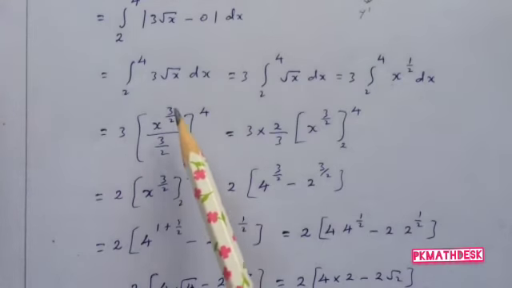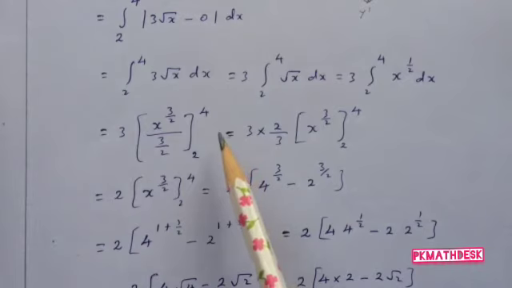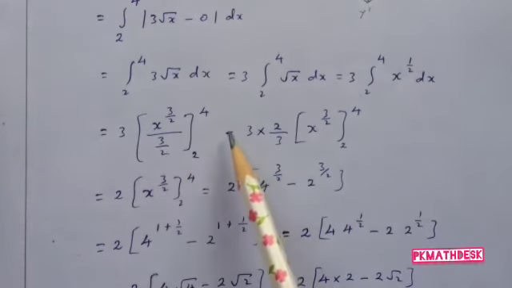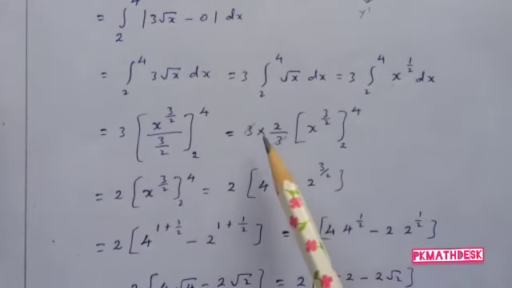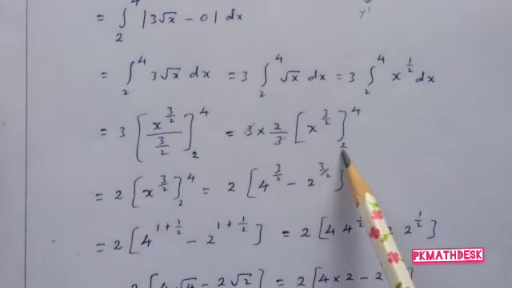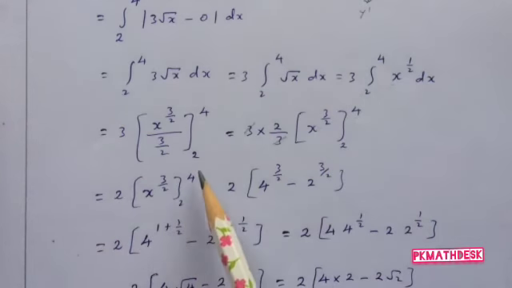Take the integration, x power 3 by 2 divided by 3 by 2, the limit 2 to 4. 3 by 2, take the reciprocal. That is equal to 3 into 2 by 3. 3 cancels. Okay. 2 into x power 3 by 2, the limit 2 to 4.